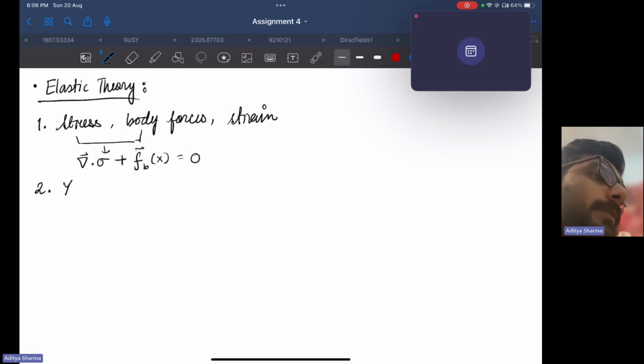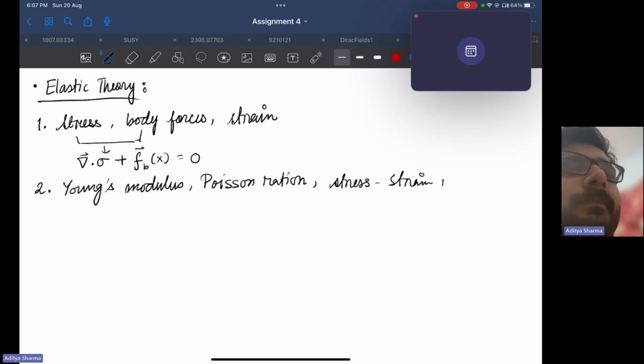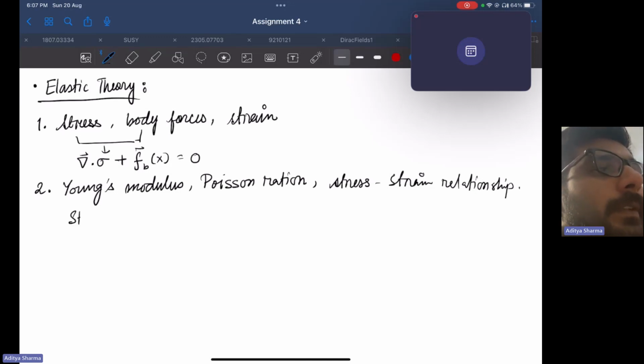And we also saw the definition of Young's modulus, Poisson ratio, and the stress strain relationship.